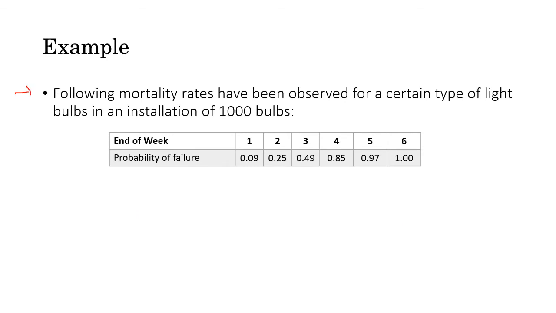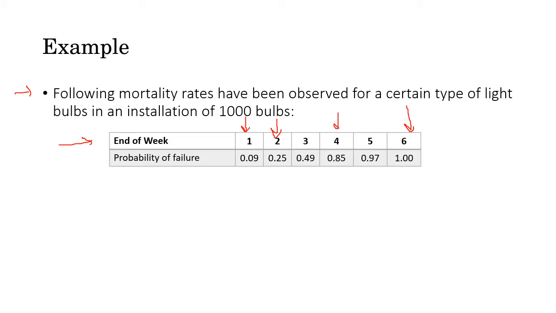Following mortality rates have been observed for a certain type of light bulbs in an installation of 1000 bulbs. So there is an installation of 1000 bulbs and this is the historical data available on how they fail. At the end of week 1, 9% of 1000 bulbs are likely to fail. At the end of second week, 25% of 1000 bulbs are likely to fail. By the end of fourth week, 85% of 1000 bulbs are likely to fail, and by the end of sixth week, 100% or all the bulbs are likely to fail.